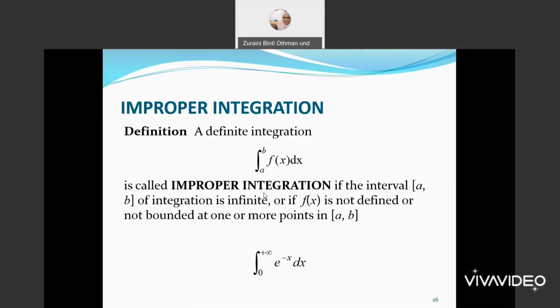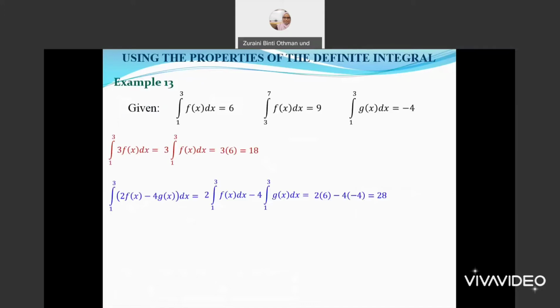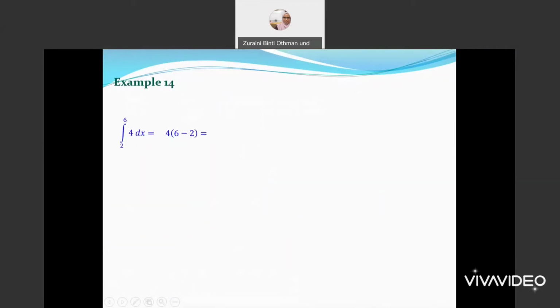Okay, today we'll continue our lecture with improper integration. Previously, we learned about integration, which is indefinite integration, where the value that we get is an equation, meaning in the form of X plus something or minus something. But after that, definite. Definite is like this: if we have an upper and lower limit, we get one number. Our final answer will be one number.